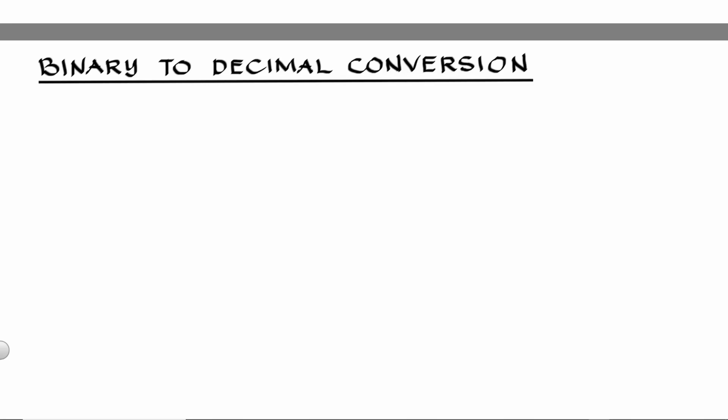Hello, this is PingPoint. In this video, I will provide 3 methods on how to convert binary numbers into decimal numbers.